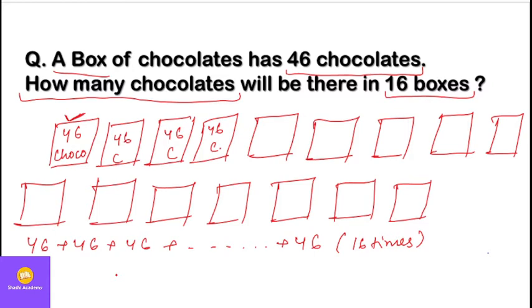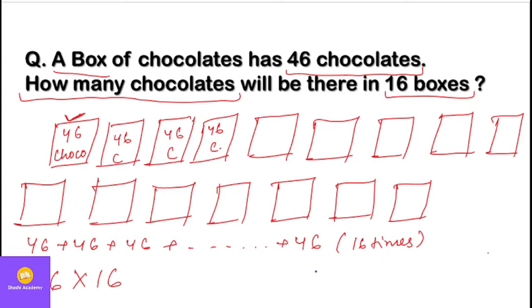So what we opt for is multiplication. Why multiplication? Because we know that multiplication is nothing but repeated addition. When we repeatedly add the same number many times, we use multiplication rather than addition. For example, if this 46 is repeatedly added 16 times, we can multiply 46 into 16. Why have I multiplied it with 16? Because it is added 16 times.